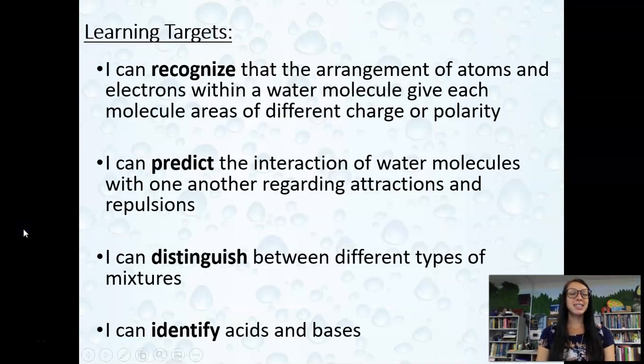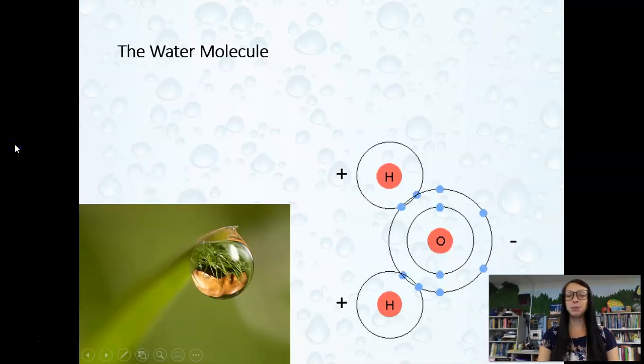So our learning targets today. By the end of this video, you should be able to recognize that the arrangement of atoms and electrons within a water molecule give each molecule areas of different charge or polarity. That's a big one. You should be able to predict the interaction of water molecules with one another regarding the attractions and repulsions between them. You should also be able to distinguish between different types of mixtures and be able to identify various acids and bases. All right, so let's get started on unpacking this.